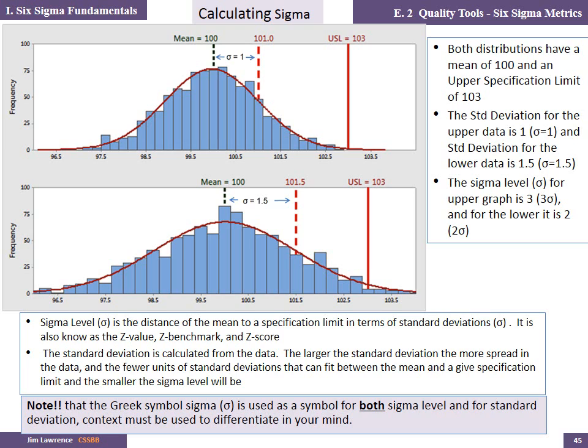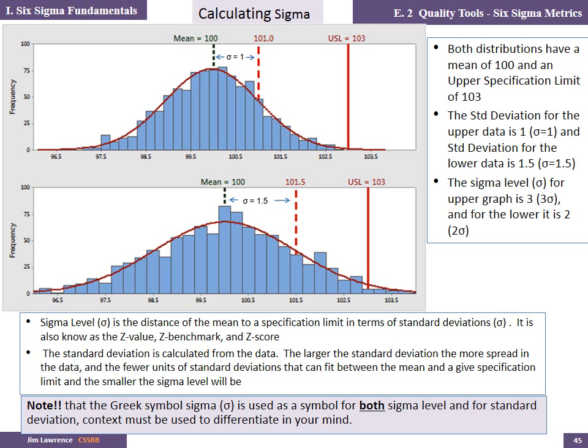Now the sigma level for the upper is 3. There are 3 standard deviations between the mean and the upper spec limit. One standard deviation is 101, two would be 102, and three 103, so three fit in there. The lower graph has a wider distribution with the same mean. Its standard deviation is 1.5. Only two standard deviations fit between the mean and the upper spec limit. Therefore, its sigma level is 2.